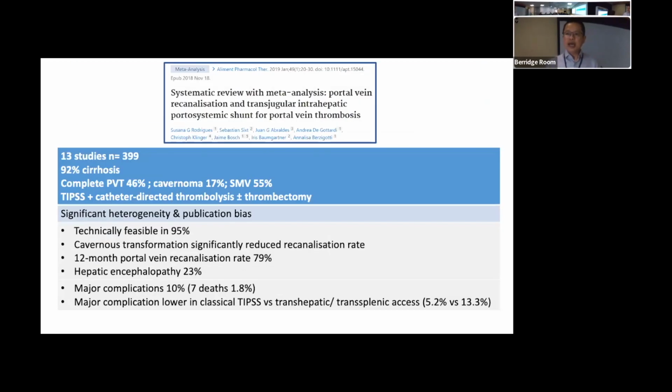This is a systematic review of about 400 patients worldwide. Again, there is so much publication bias here. They see high technical feasibility, I suspect purely because of varying degrees of thrombosis, minor or moderate. The risk of encephalopathy is consistent with what we know, about 23%. Major complications about 10%, including 7 deaths in the cohort.